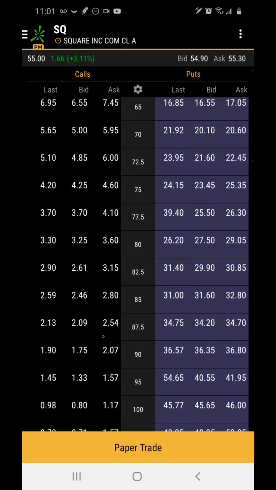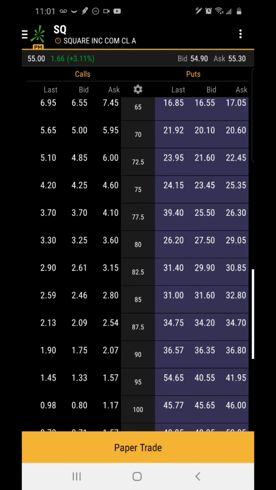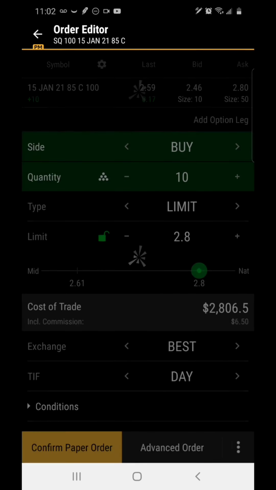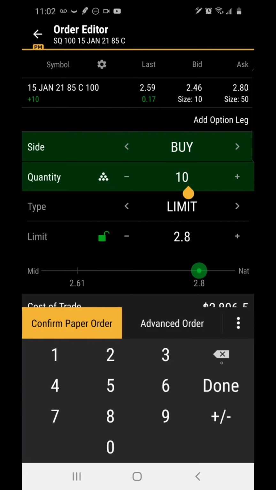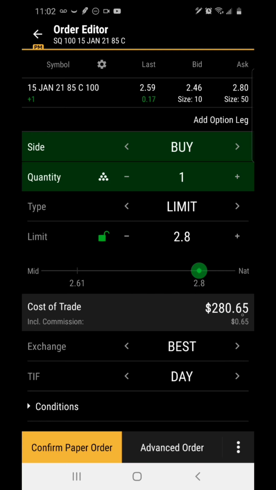But here, we're going to purchase the same exact options contract. So just lost my connection. There we go. So we're going to click on the ask price, 280. It opens up this window. We're going to adjust the quantity to 1. There it is, $280.65.